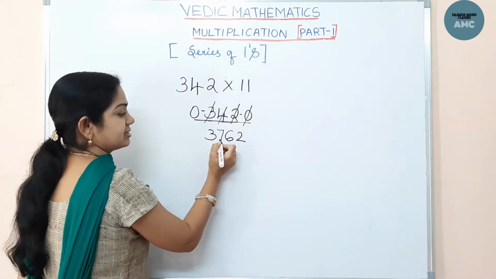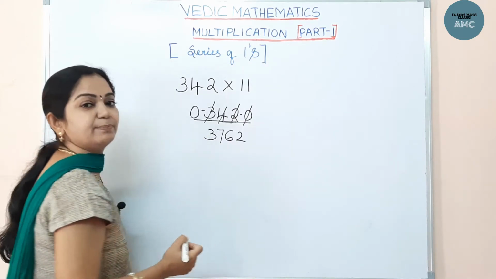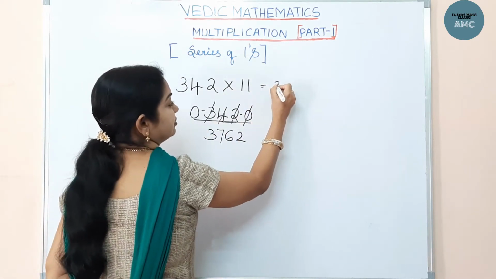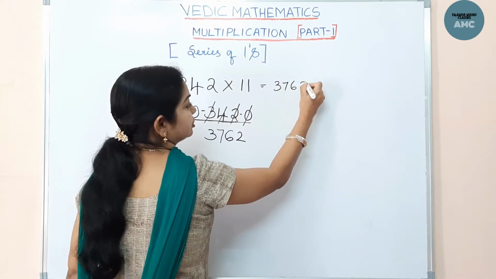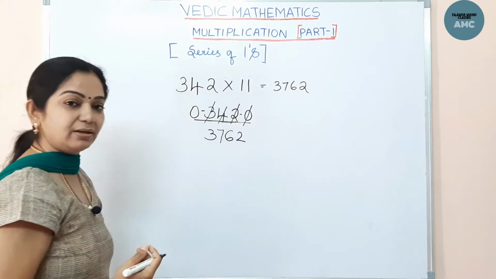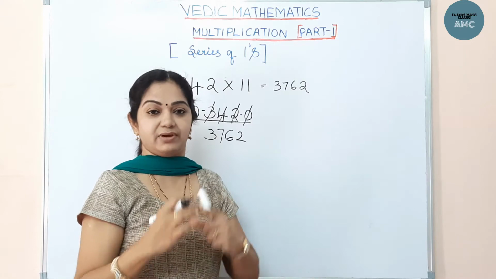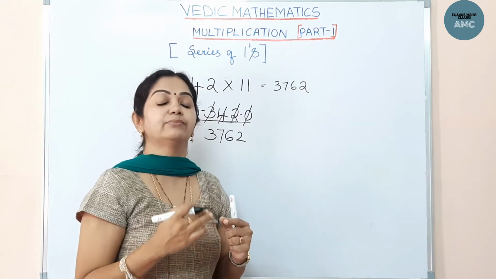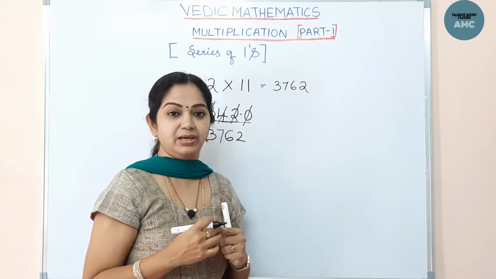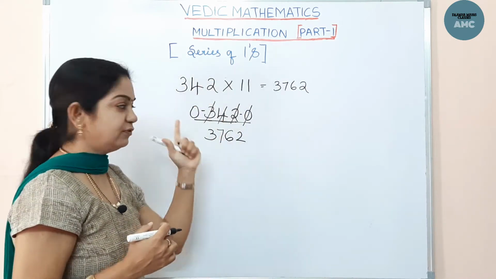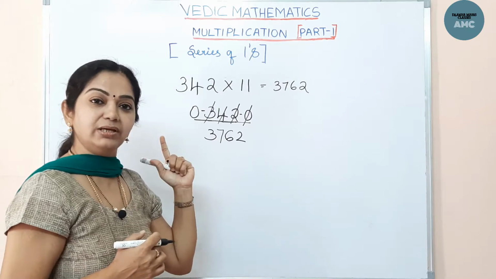So 3762 is the product of this multiplication. Got it? You can do this in 2 seconds, whereas if you go for the conventional method, it will take more than 6 seconds. So this technique of multiplying with a series of ones, if you do it this way, you can do it in only 2 seconds.